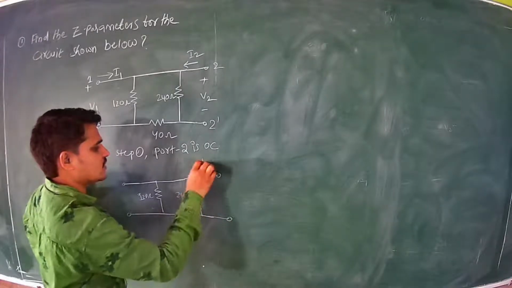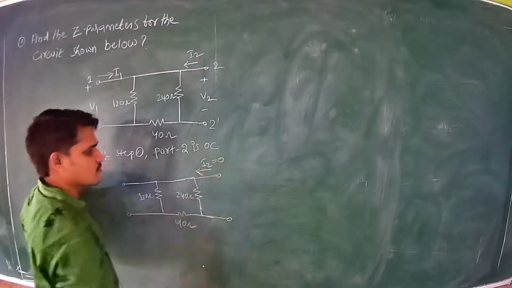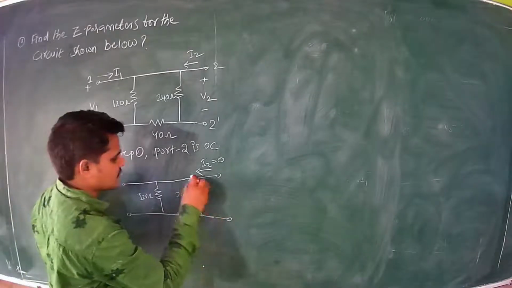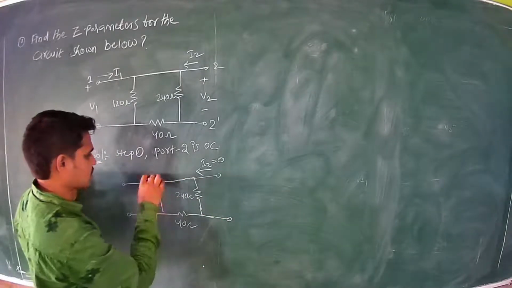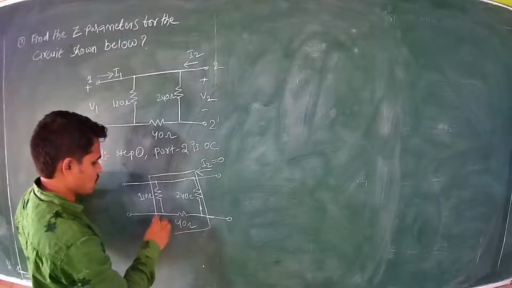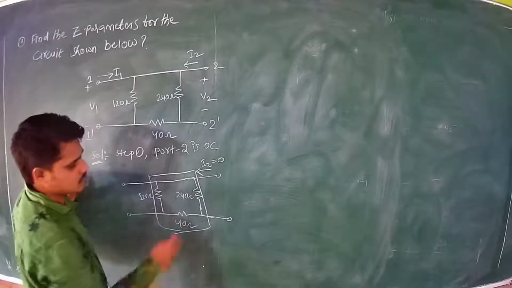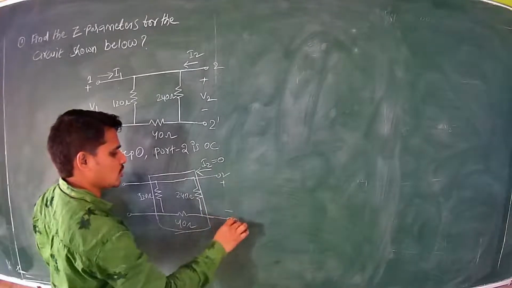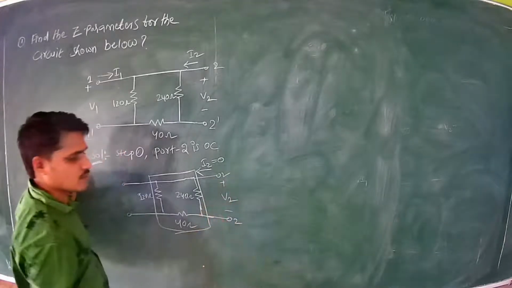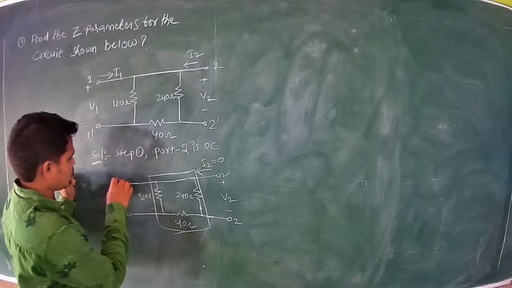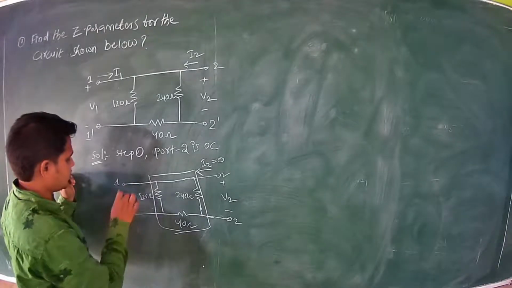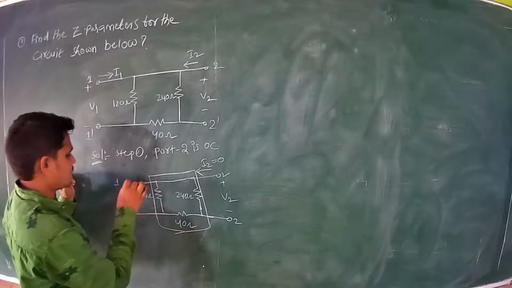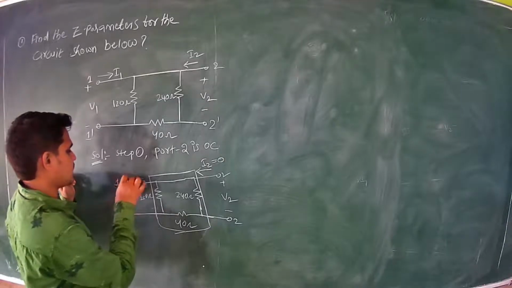Now what does open circuit mean? This current I2 is 0. That means no current is coming into this box from port 2. So this current is 0. Therefore, the port 2 voltage exists as open circuit voltage. Port 1 voltage is V1 and this current is I1.